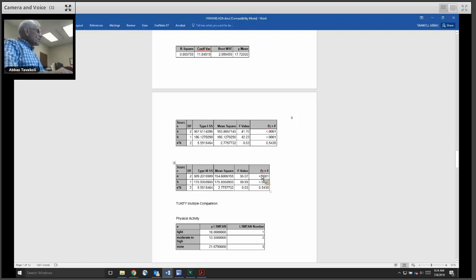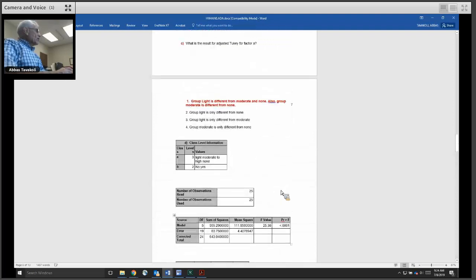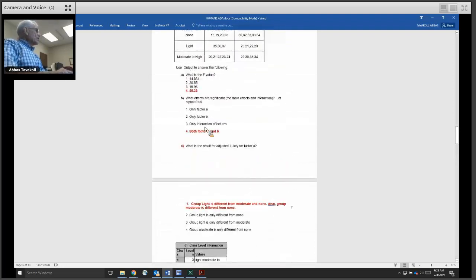So here, if you look at the last column, that is your p-value. If the p-value is less than 0.05, it is significant. So for both physical activity and working status, the p-value is 0.0001, less than 0.05. That means they are significant. If you look at the interaction, 0.54 is greater than 0.05, therefore it is not significant. So in the B part, the correct answer is both factor A and B, which is your physical activity and working status.